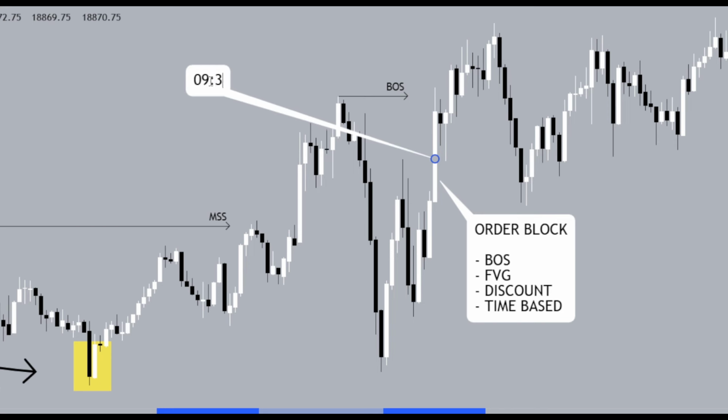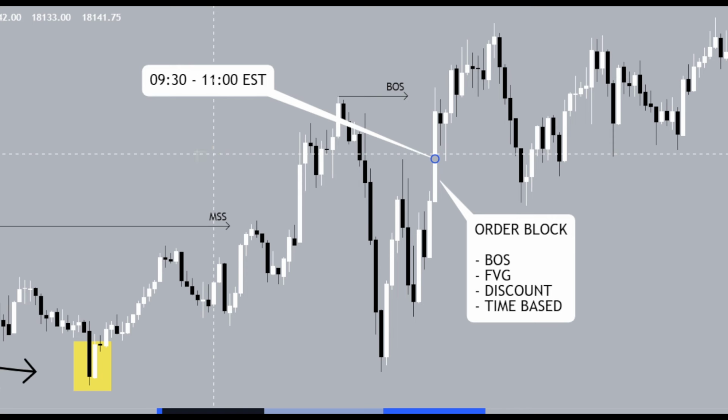The market opens at 9:30 Eastern time, and you typically want to be done trading at 11 o'clock Eastern Standard Time. So wherever you are around the world, calibrate this to wherever you are. You want to ensure your order block breaks swing structure between these times, right? 9:30 to 11 is your golden time for NASDAQ.